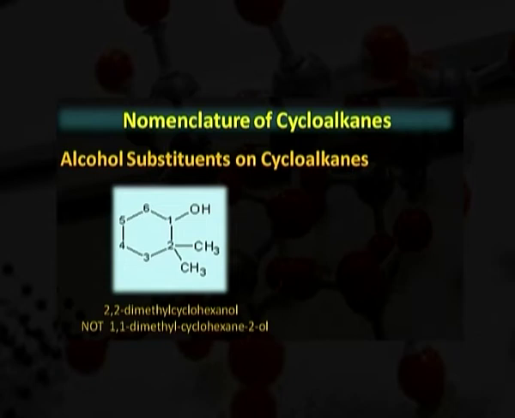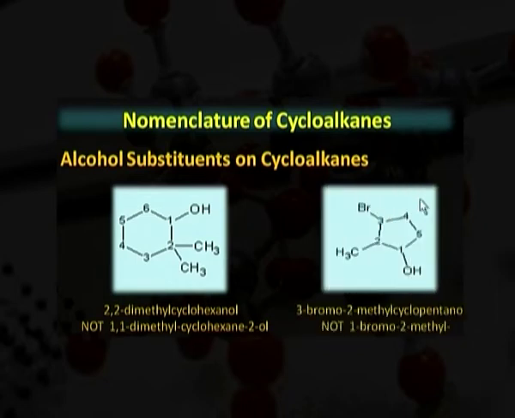If there are 2 alcohol groups, the molecule will have a "di" prefix before "ol", that is diol. If there are 3 alcohol groups, the molecule will have a "tri" prefix before "ol", then the name will be triol, and so on.